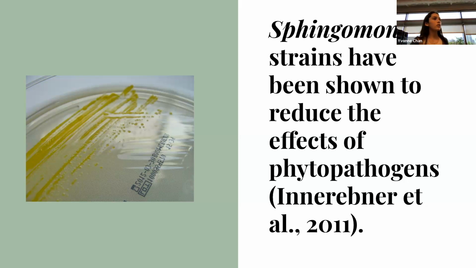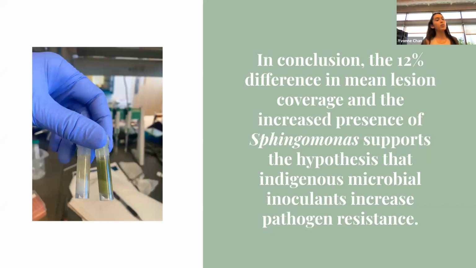However, Sphingomonas strains that were isolated from, for example, the air were not effective in increasing pathogen tolerance in plants. So it's really important, this indigenous microbiome methodology, to use the microbiome that exists in healthy wild plants. In conclusion, the 12% difference in mean lesion coverage between the treatment and the control group, as well as the increased presence of Sphingomonas, supports the hypothesis that indigenous microbial inoculants indeed increase pathogen resistance.